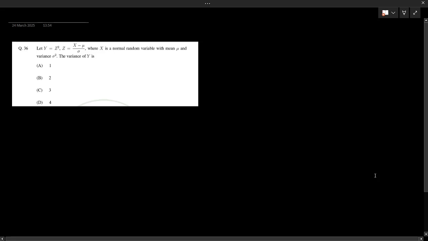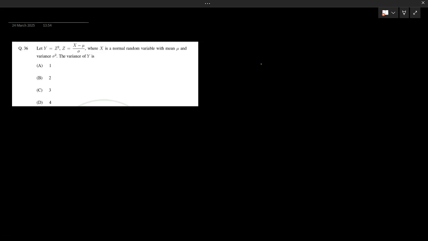Hello everyone. Today we are looking at a problem from the GATE DA 2025 paper. The problem is given as: we have x, which is normally distributed with mean mu and variance sigma square.